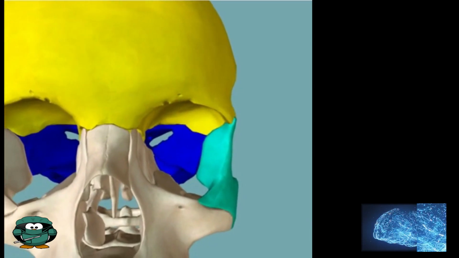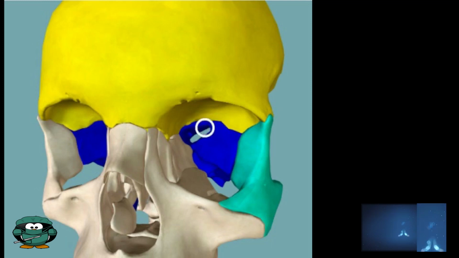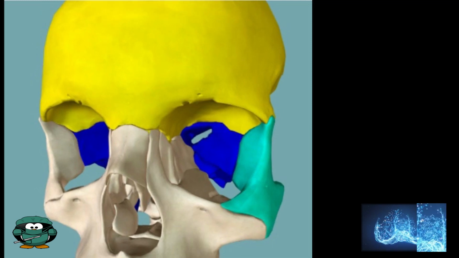So this superior orbital fissure is divided into lateral, middle and medial parts, and different structures pass through this. From the lateral part, the structures passing are the lacrimal and frontal nerves, the branches of the ophthalmic nerve, the trochlear nerve, the superior ophthalmic vein, and the meningeal branch of the lacrimal artery.